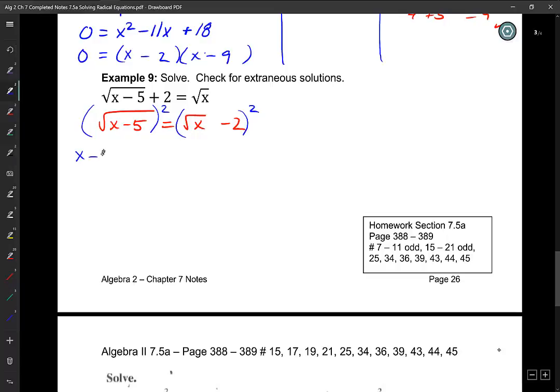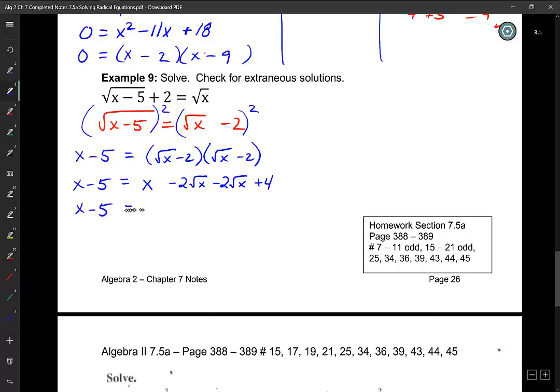The left side is pretty straightforward, giving you x minus 5. The right-hand side, you might want to write this out: square root of x minus 2, times square root of x minus 2, and let's FOIL that. The square root of x times the square root of x is x, minus 2 root x, minus 2 root x, plus 4. So we just have to be careful when we FOIL that out. Let's simplify on the right. That's x minus 4 root x plus 4.